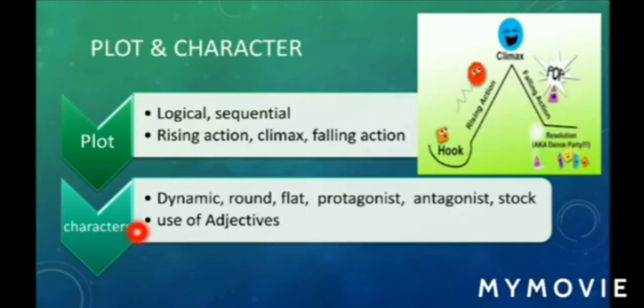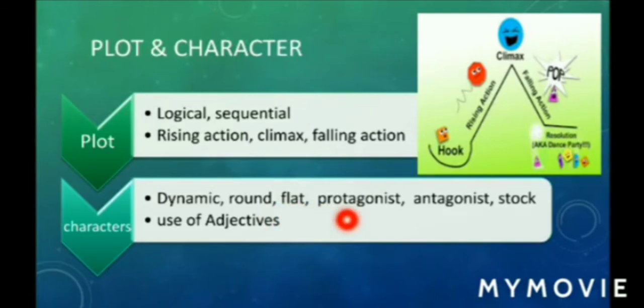Characters. There are 5 types of characters: dynamic, round, flat, protagonist, antagonist, and stock characters. Dynamic characters are the characters that undergo a change in the story. Round characters are developed, realistic, and complex with their strengths and weaknesses, unlike the flat characters, which are one-dimensional, that do not change throughout the story.